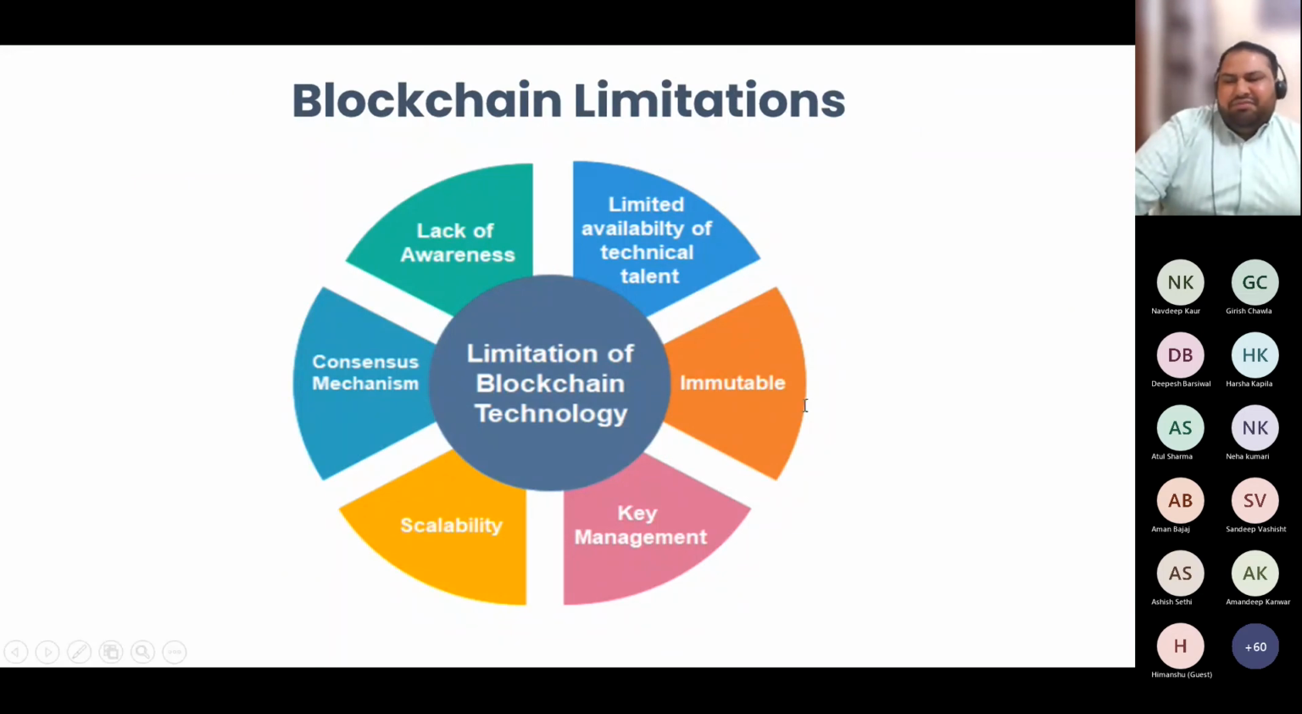Everyone knows that if there are advantages or benefits of a system, then there are also some disadvantages or limitations of the system. So that goes for blockchain also. Blockchain also has its own limitations. So let's go through them one by one.